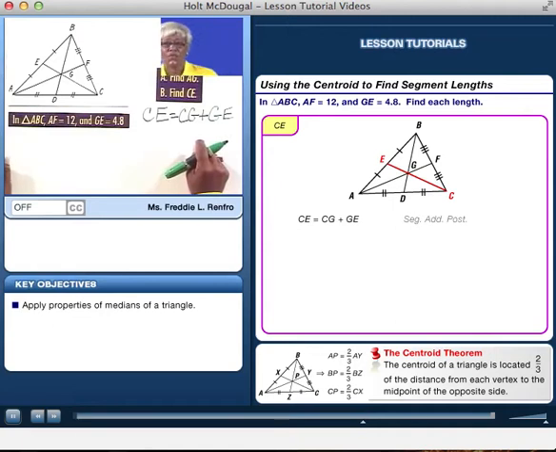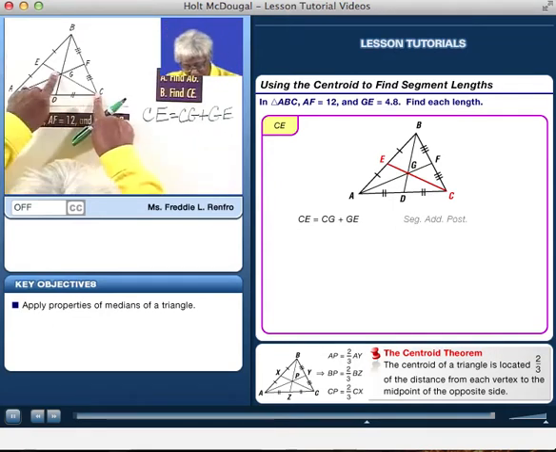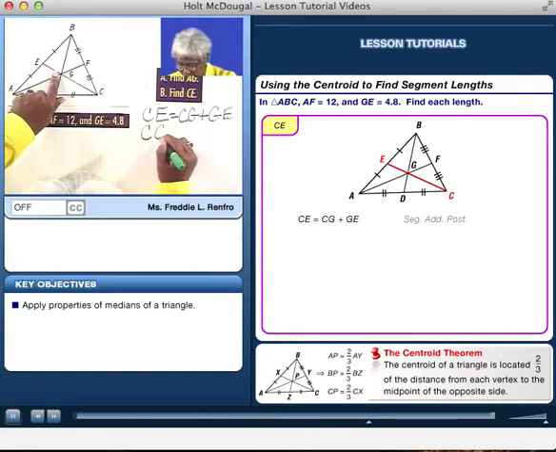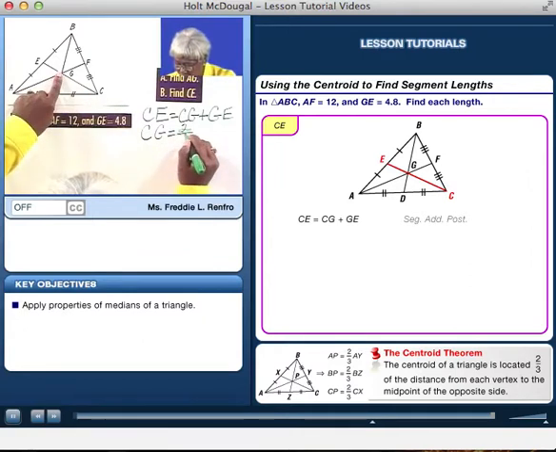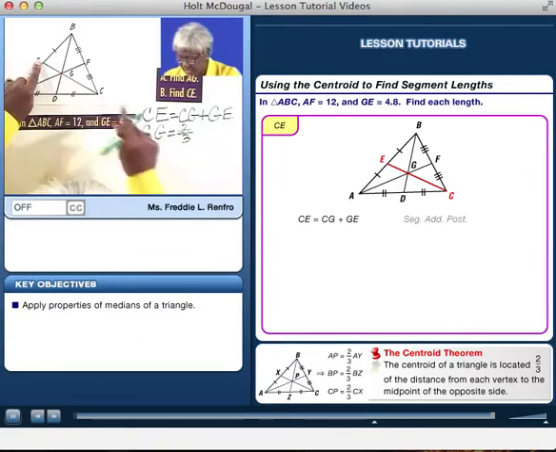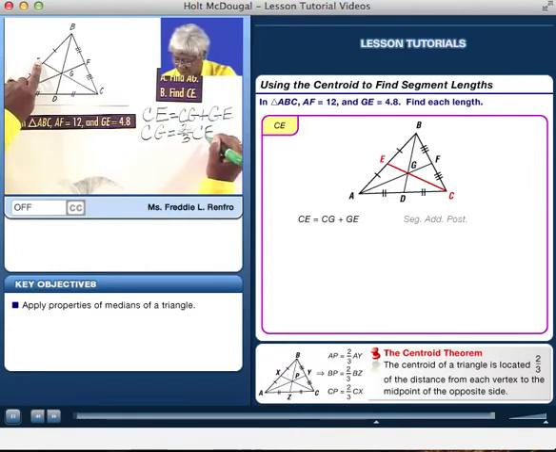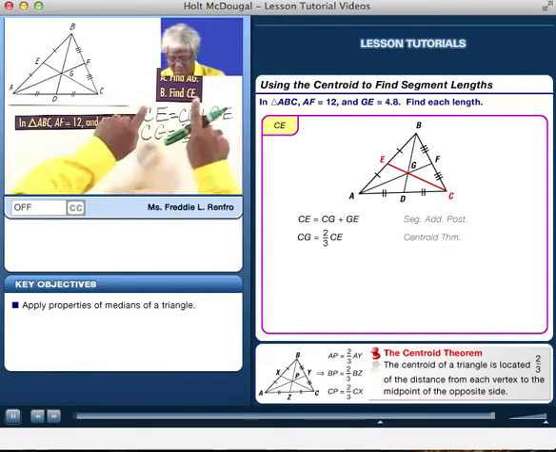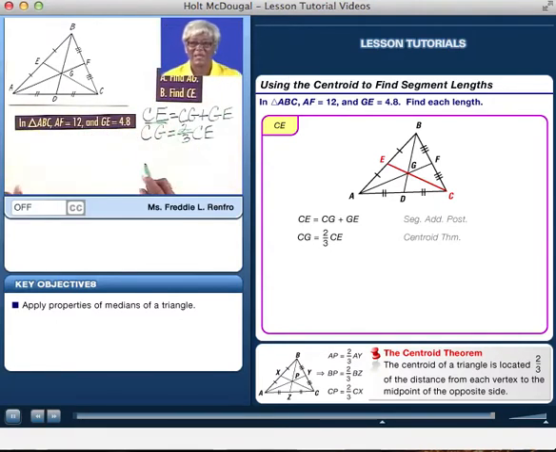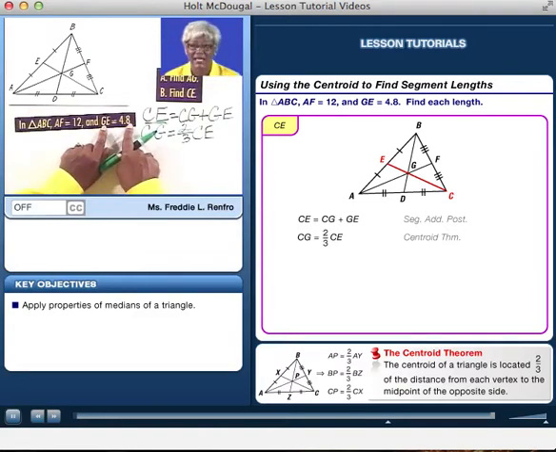We also know from the centroid theorem that CG, right here, is equal to 2/3 of what? CE. Okay? Well, we've got two things to work with. Now remember, what are we trying to find? We're trying to find CE. Let's keep that in mind. We have two equations to work with. Now, we're given that GE is equal to 4 8/10.